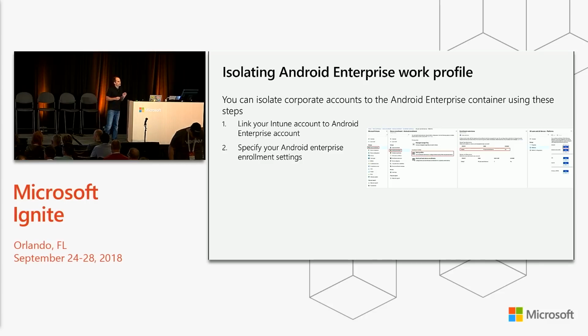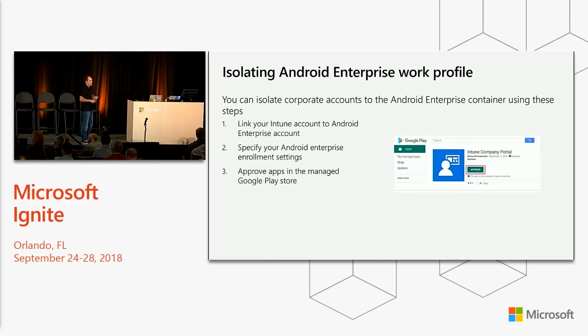This is where we will disable the legacy device admin experience, which Android is deprecating in future releases, and enabling Android Enterprise work profile enrollment scenarios. The third thing we'll do is we will approve all the corporate apps we want available within the work profile. This is like Outlook and the rest of the Office apps, the company portal, and any other third-party or potentially line of business apps that you need to leverage.